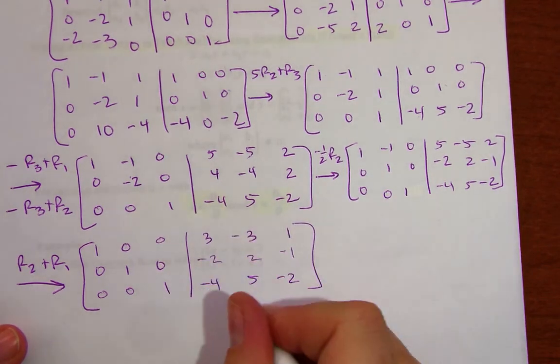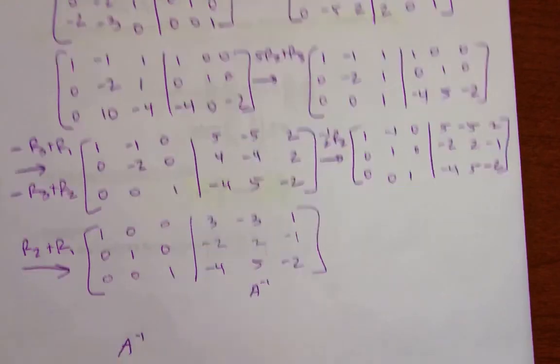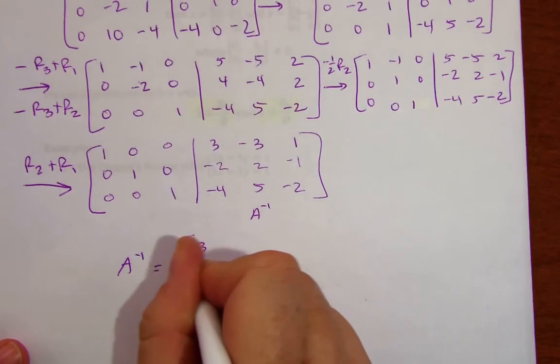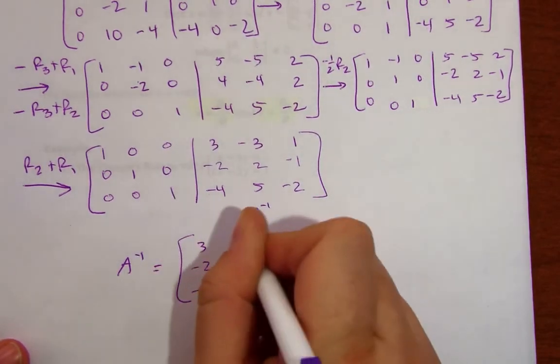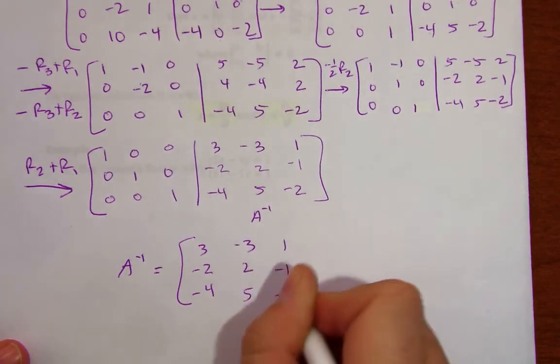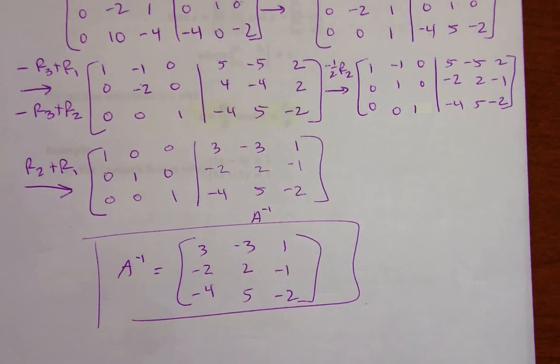And what this means, this is A inverse. So A inverse is equal to 3, negative 2, negative 4, negative 3, 2, 5, 1, negative 1, negative 2. So this right here is the inverse of matrix A. And that is the end of section 8-4.